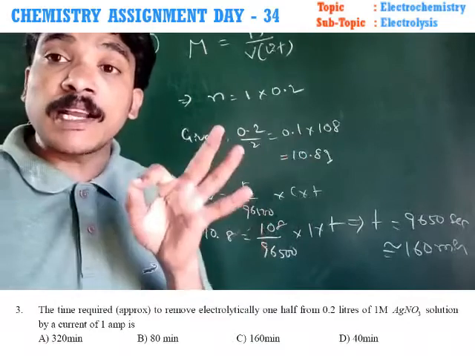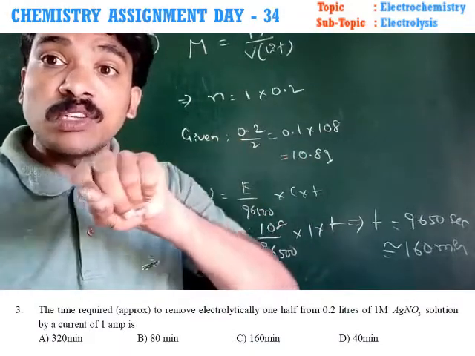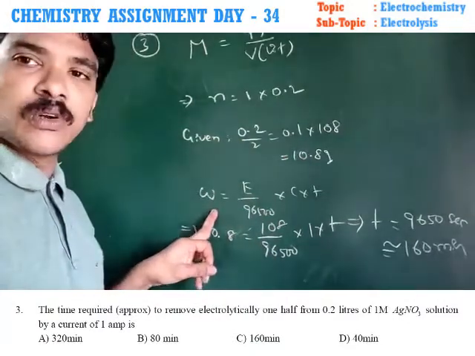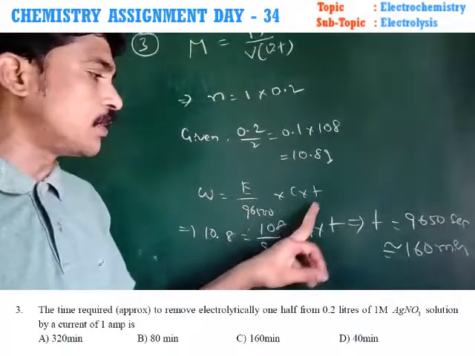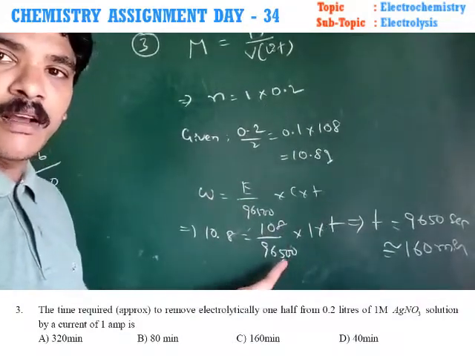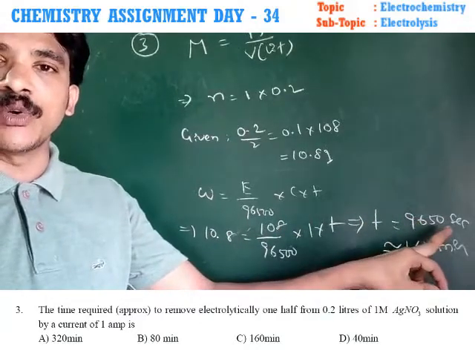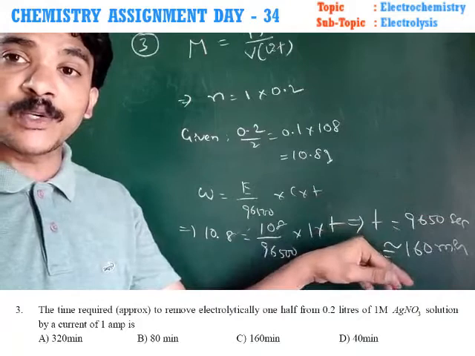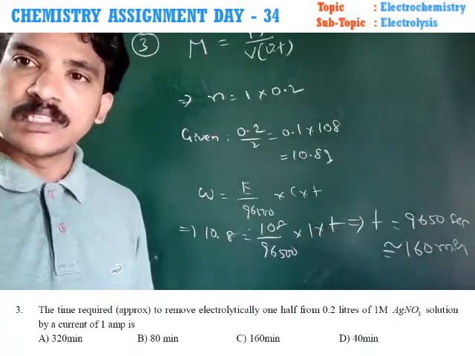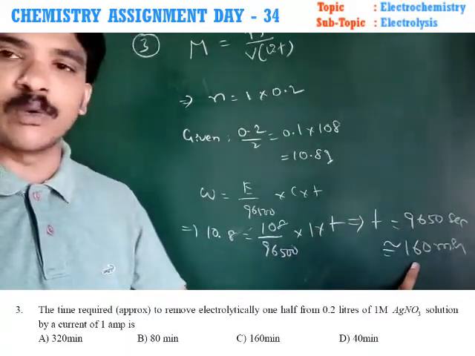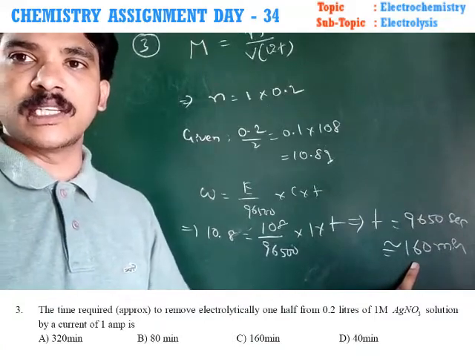By using Faraday's first law, W is equal to ECT. W is equal to capital E by 96,500 into C into T. By using this formula, if you find T, you get the value 9650 seconds. Converted to minutes, divided by 60, you get nearly 160 minutes.